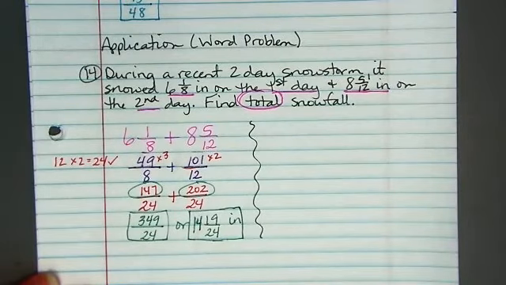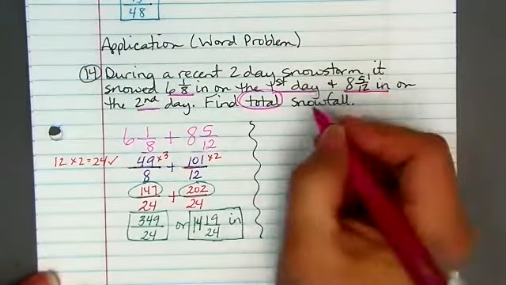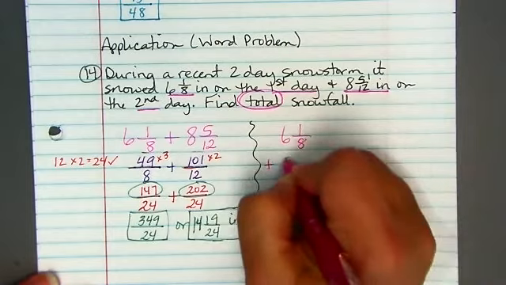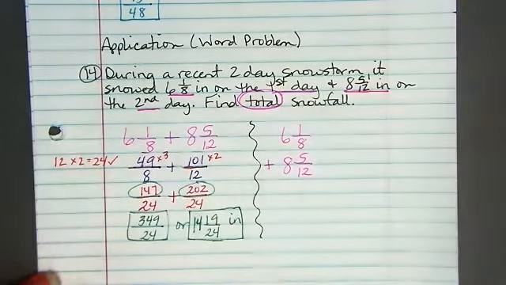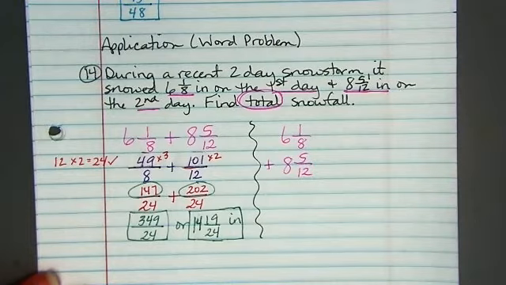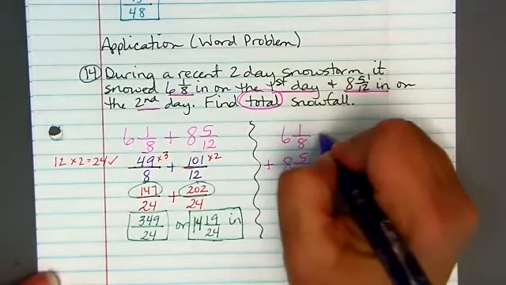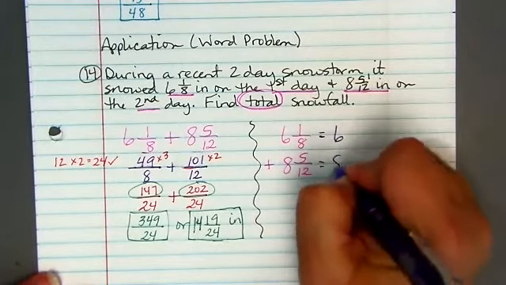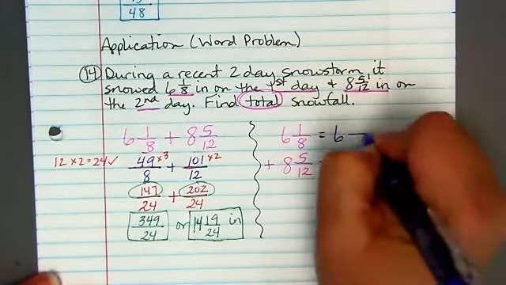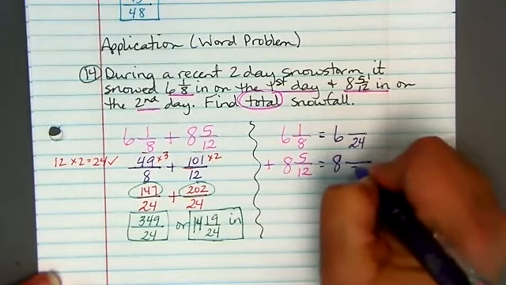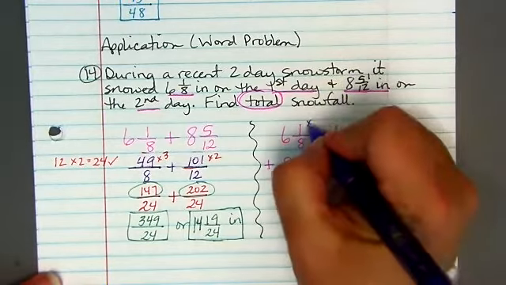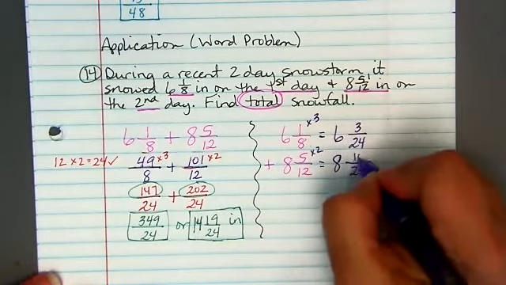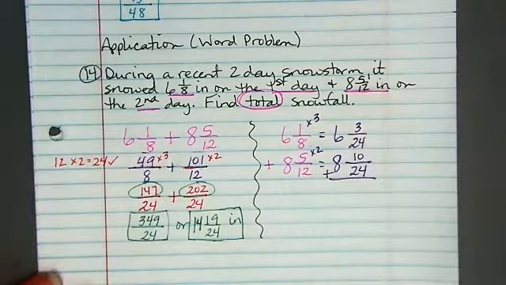Okay, another way to work this is if I have a problem, 6 1/8 plus 8 5/12. Okay, first thing I'm going to do is go through and find a common denominator. I'm not going to change it to an improper fraction. I'm going to leave them as mixed numbers. So my common denominator is going to be 24. 8 goes into 24 three times, so I have 3 here. 12 goes into 24 two times, so do times 2. 5 times 2 is 10. Now I'm going to add these two together.